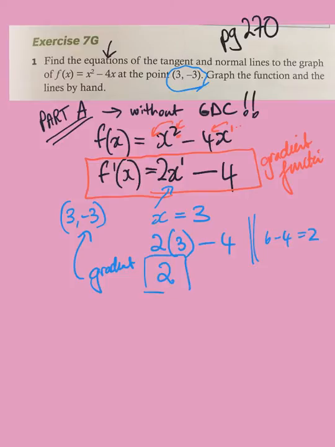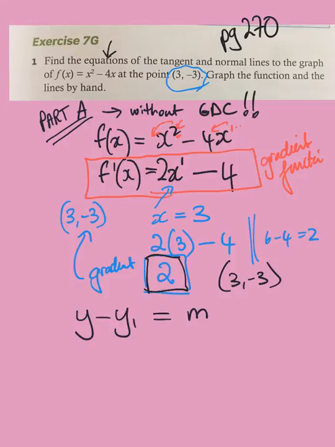So that's our gradient. But to find the equation of the line, I need the gradient plus a point, and our point is (3, -3). And I can use this form of an equation of a line. It's going to be y minus y1 is equal to m, that's your gradient, times x minus x1. So now I substitute in this x here and this y here.